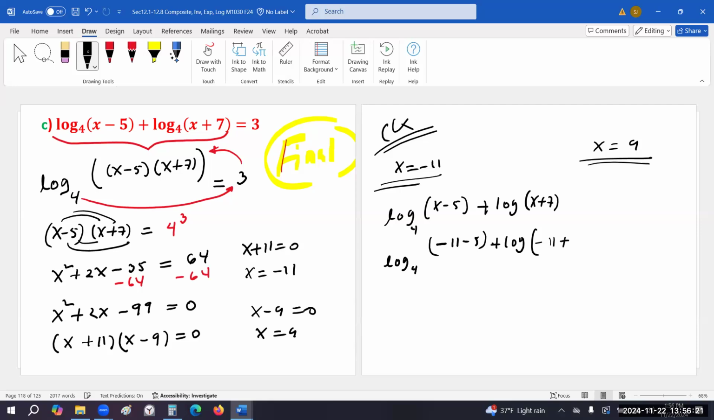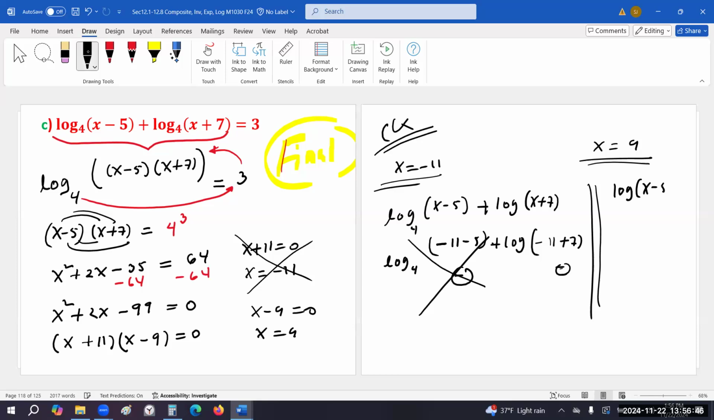So negative 11 plus 7. This is minus, this is minus. We don't even have to check the next one. Since the first one is minus, we cannot accept x equals negative 11. If at least one of them is negative, we cannot accept that. Sometimes none of them work, okay? So you must check both of them.